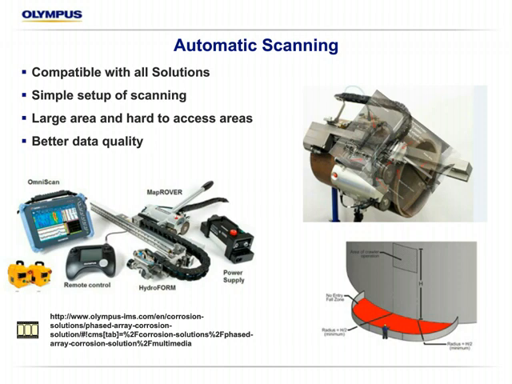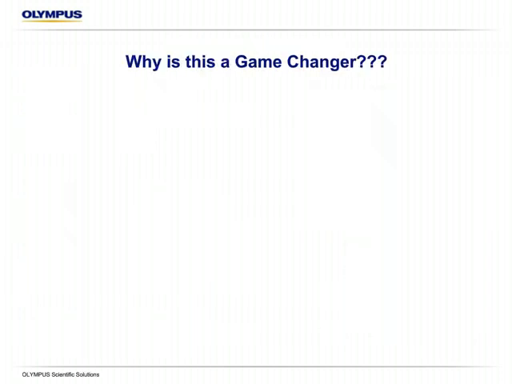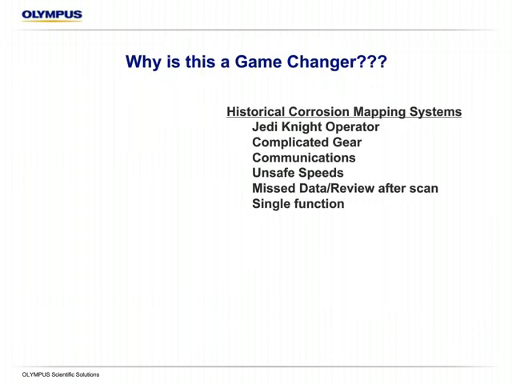So why is this a game changer? Well, if you look at the historical mapping systems, some of them were quite complicated. They took lots of pieces of gear, possibly lots of communication. So you have an operating system on a computer, you have the connection to the motor controller, then you have the connection back to the unit.